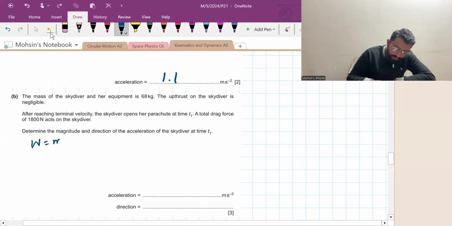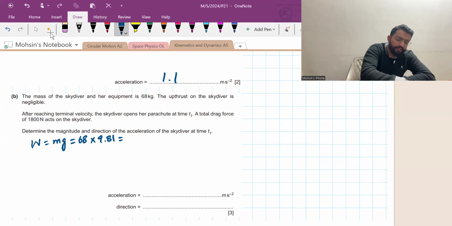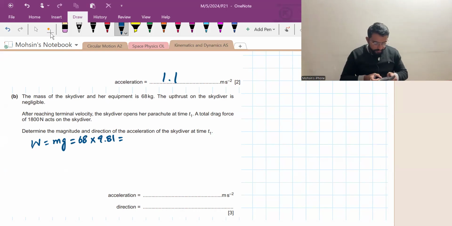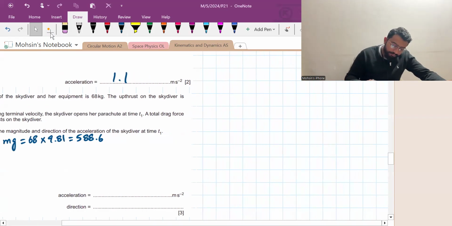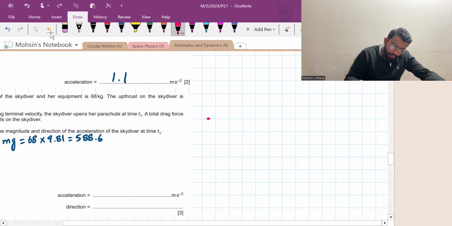The first weight is W equals mg. Mass is 68, g is 9.81. I'm getting 60 into 9.81, which is 588.6. So this is the weight that I'm getting. Now, the drag force is this. As the motion is downward, the weight is acting downward, and the drag force is acting in the upward direction.